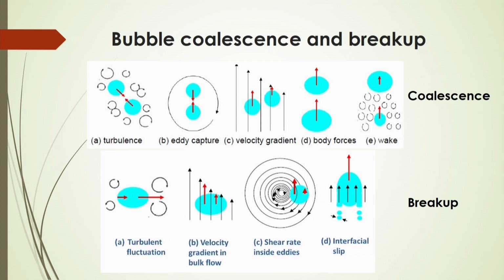In a particular process, when you are doing interfacial production by gas liquid operation or liquid liquid operation, simultaneously coalescence and bubble breakup will happen in the system. So, what would be the rate of coalescence and what would be the rate of breakup, you have to know for further analysis of the process and modeling of the system.